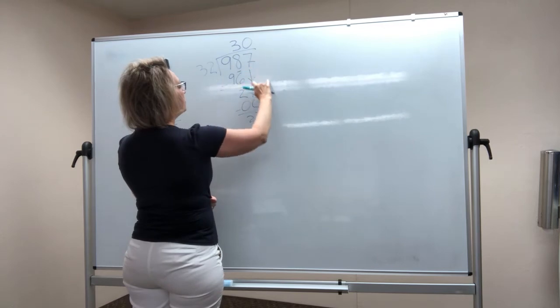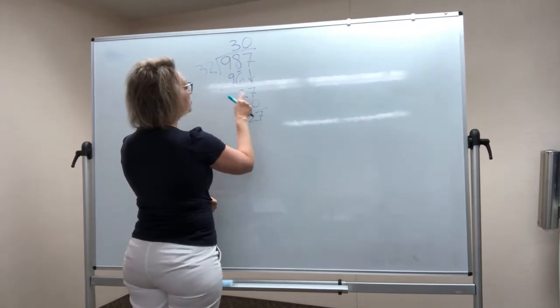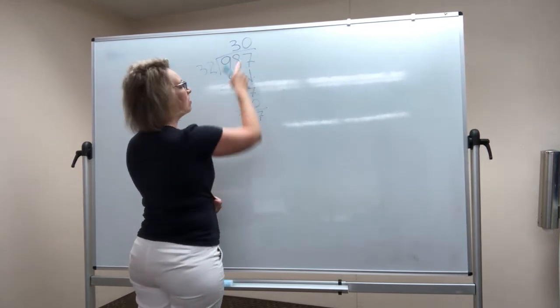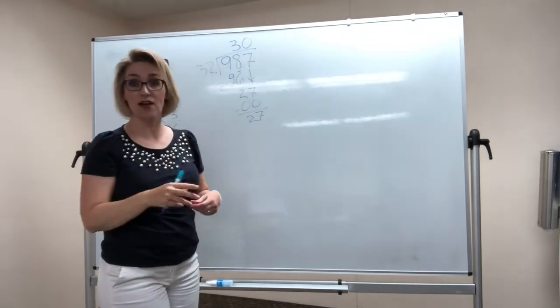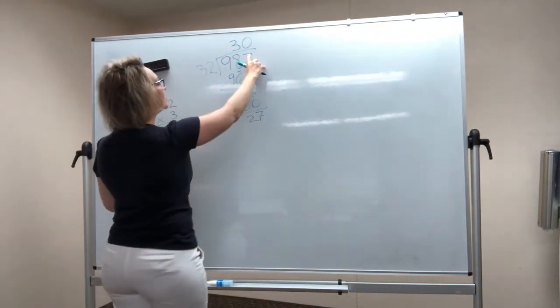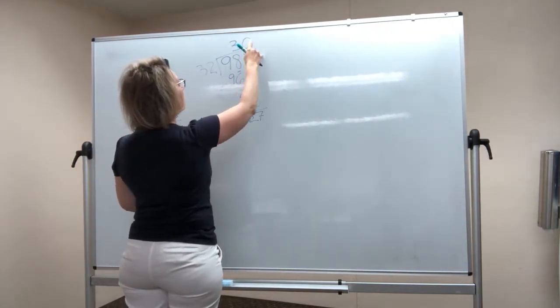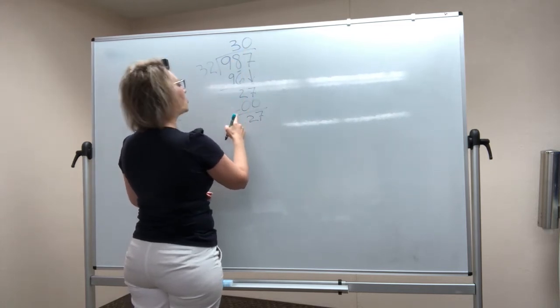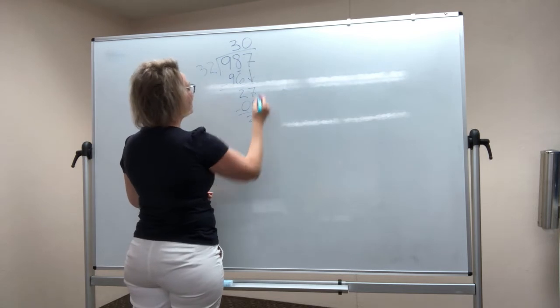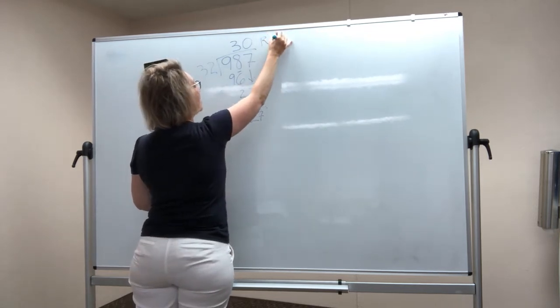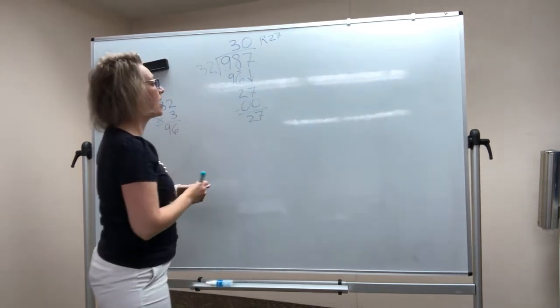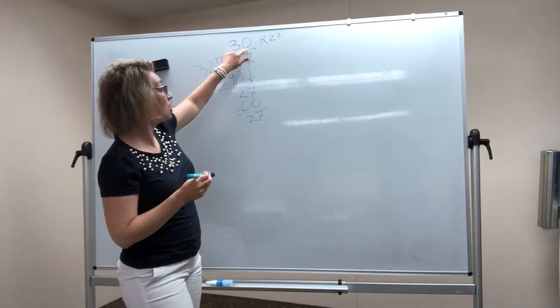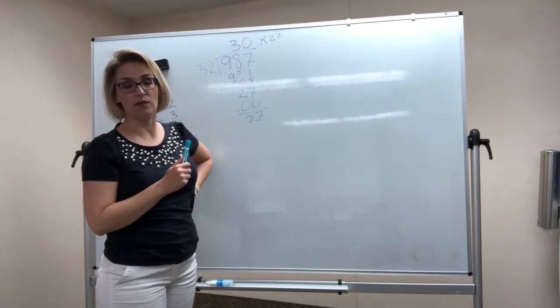remember I brought this 7 down here as 27, 32 goes into 27 how many times? 0 times. You actually have to go and write that 0 there because there has to be something over the 7. Well, 0 times 32 is 0. 27 take away 0 is 27. Now I can write the remainder is 27, okay? If you don't write that 0 in, your answer will end up being wrong.